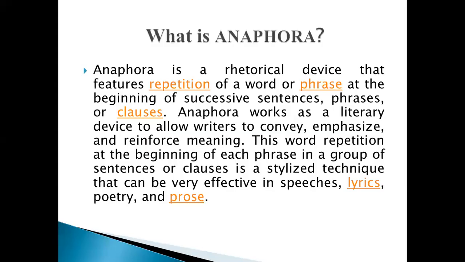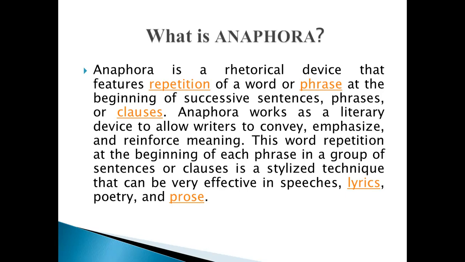So let's start. Anaphora. What is Anaphora? So it is a rhetorical device that features repetition of a word or phrase. It includes repetition of a word or phrase at the beginning of successive sentences, phrases, or clauses. Anaphora works as a literary device to allow writers to convey, emphasize, and reinforce meaning. If a writer, not only a writer, but also a speaker wants to convey, emphasize and reinforce meaning, whatever he wants to say, he can do this.